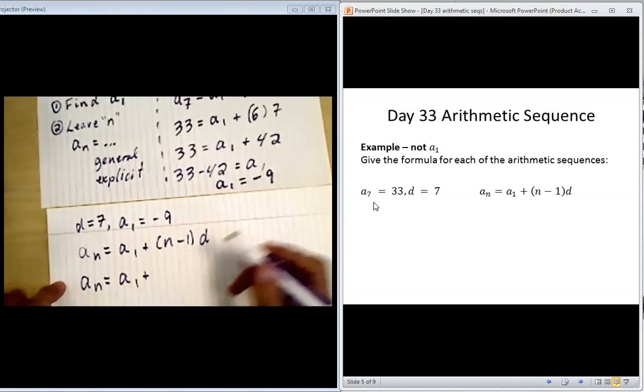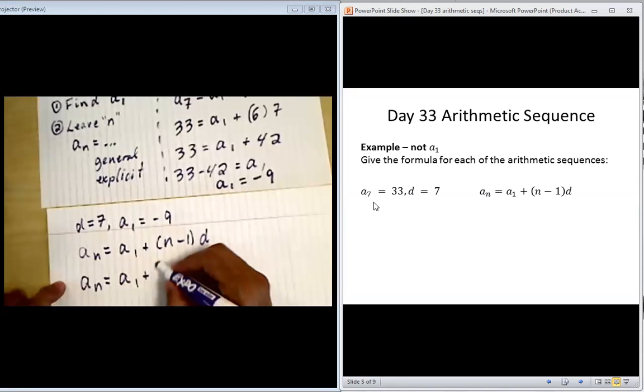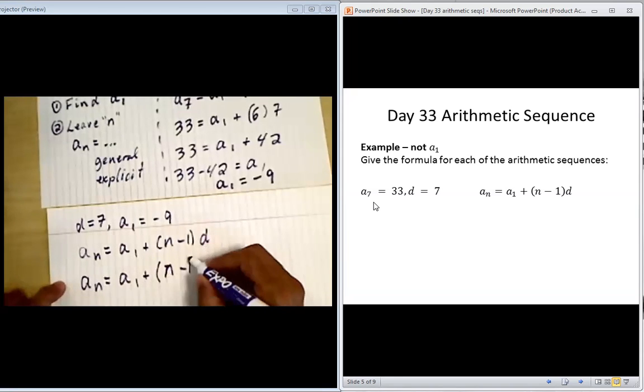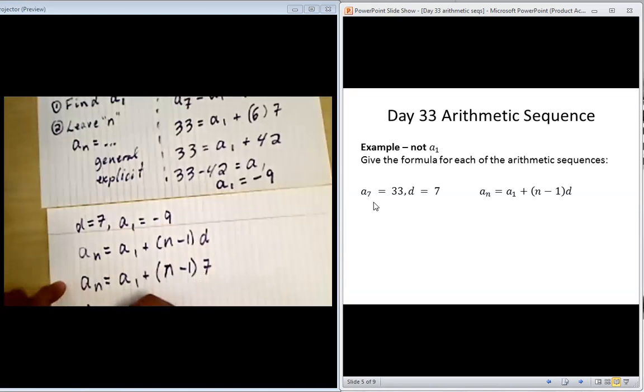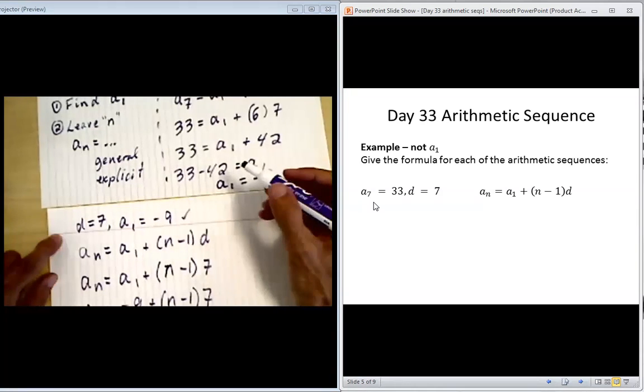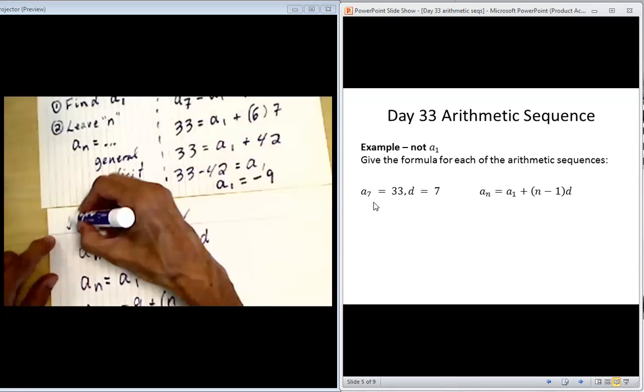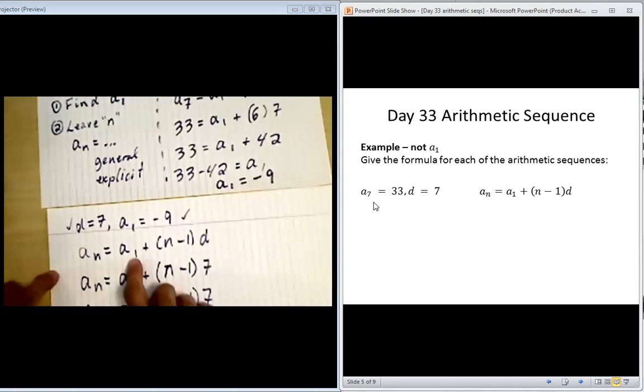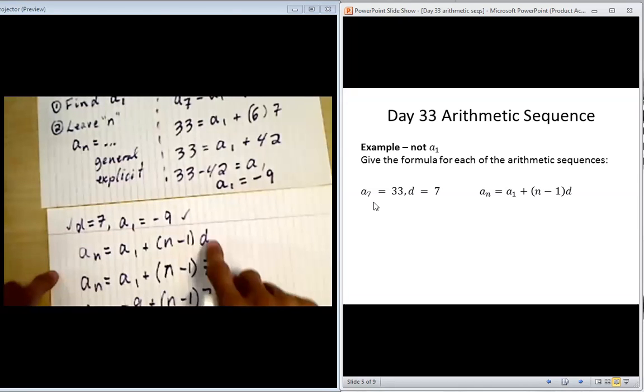Oh, yeah, I guess I could write it all again. N minus 1 times 7. But A1 is equal to minus 9. So you're just substituting in there. We figured out A1 is equal to minus 9. We were given D is equal to 7. Those are both in there now. A1 is minus 9. D is 7. Now we just simplify it.